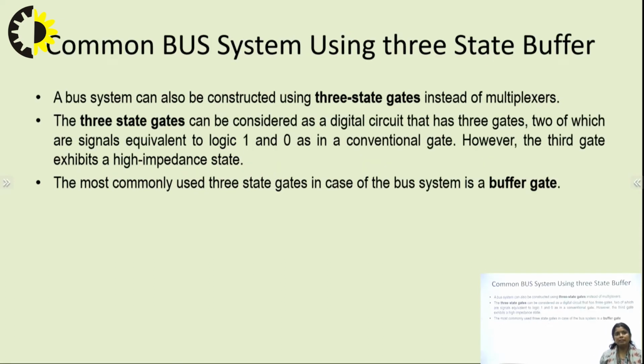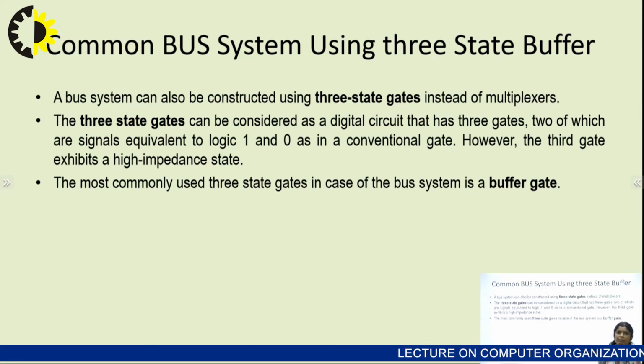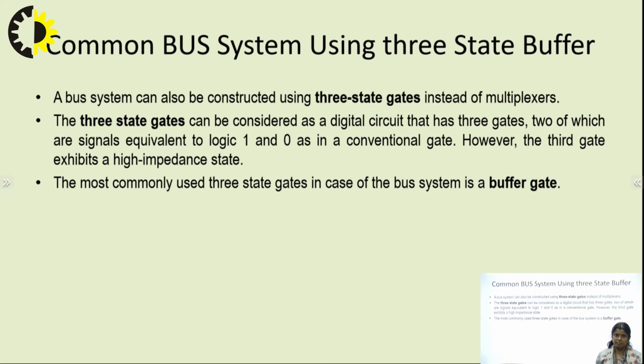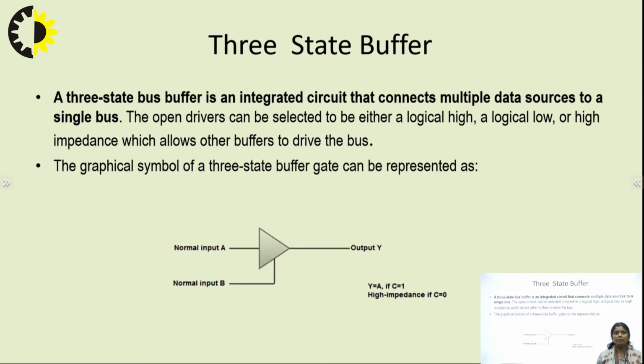Now, the second method to create the common bus system is using a 3-state buffer. Before starting the common bus system using a 3-state buffer, we have to know what a 3-state buffer is. In the conventional buffer, there are 2 states, logical 1 and logical 0. The 3-state buffer, also called a tri-state buffer, has 3 states: first the logical 1, second the logical 0, and third the high impedance state. In the high impedance state, we have an open circuit.